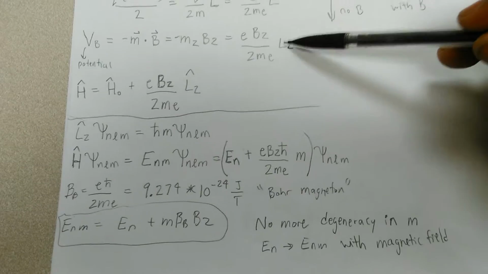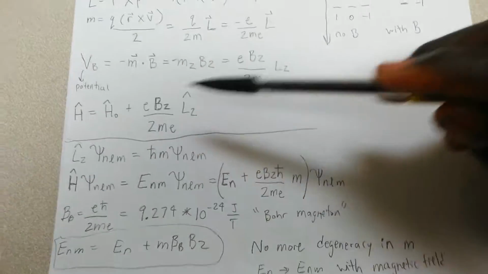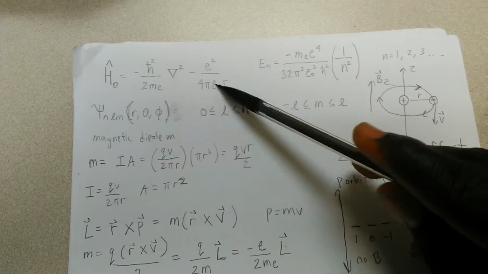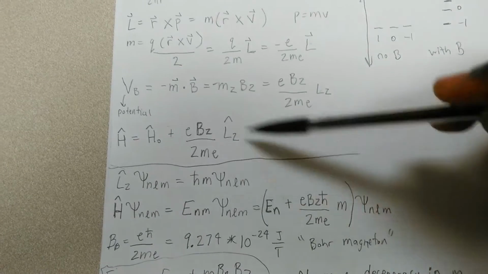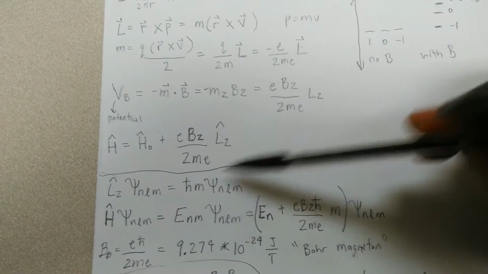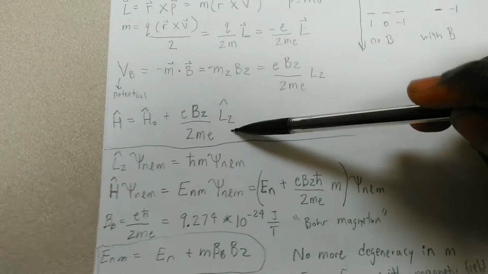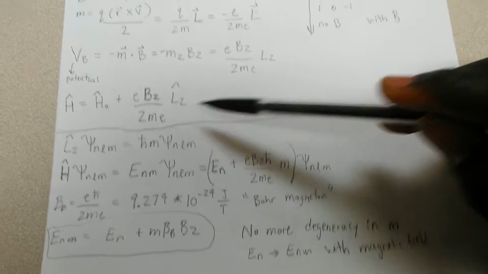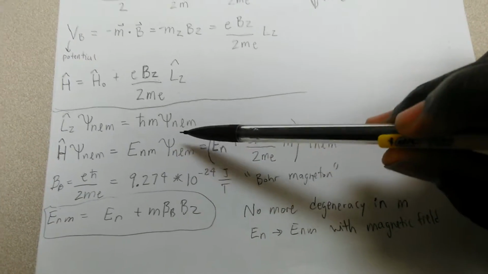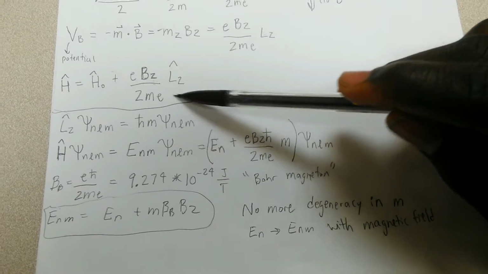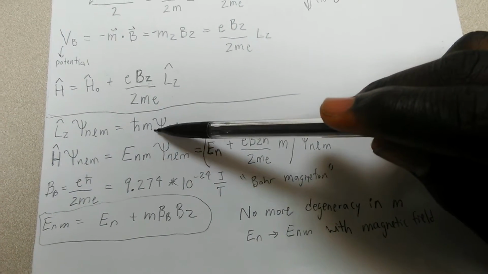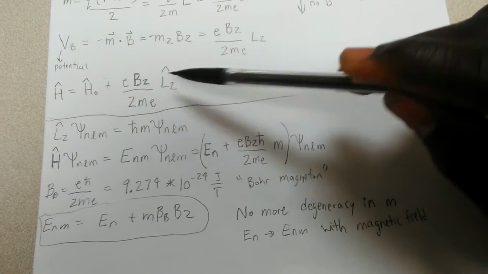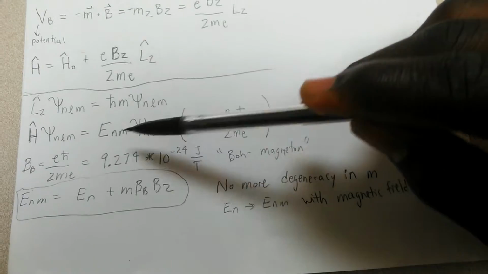Given that, the correction I make to my Hamiltonian is the original Hamiltonian that I had, which was this, plus this new potential term that's proportional to the magnetic field being exerted on the electron. And given that the m quantum number is an eigenvalue of the z component of angular momentum operator, I can write the corresponding wave function.